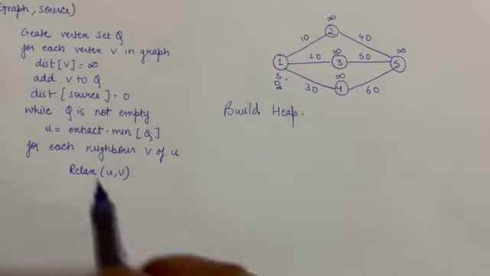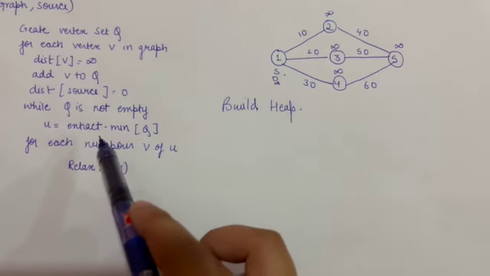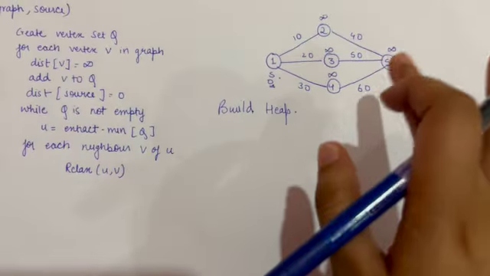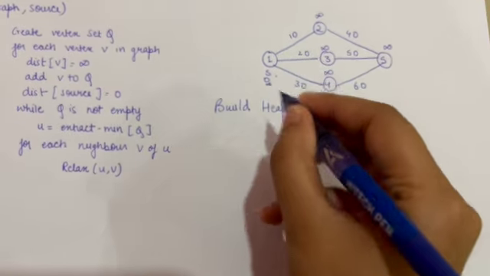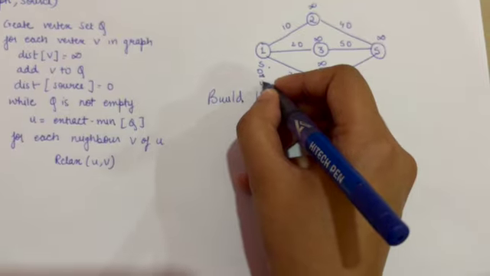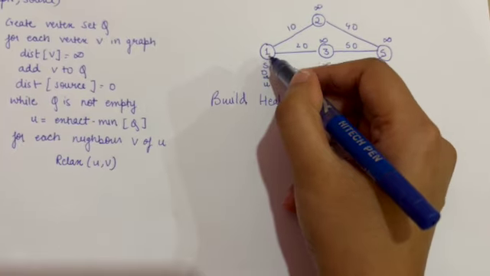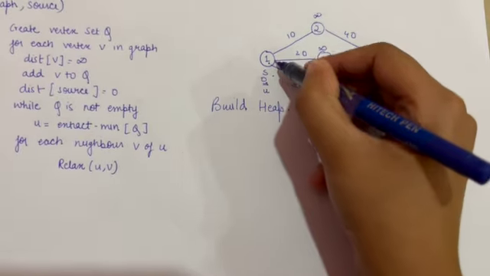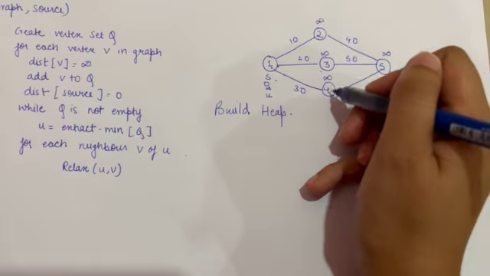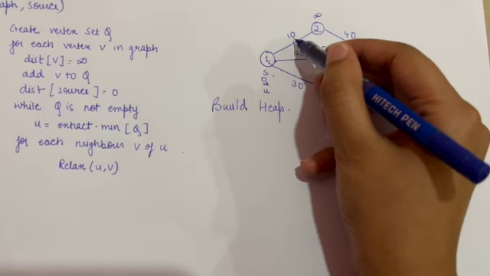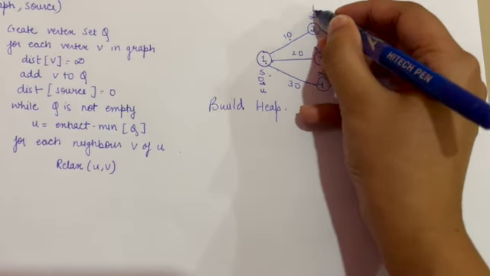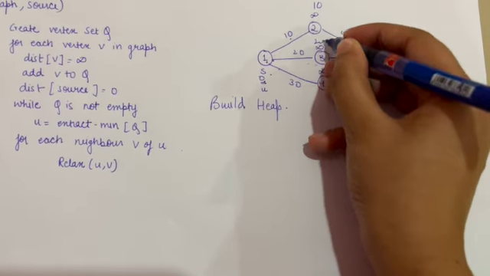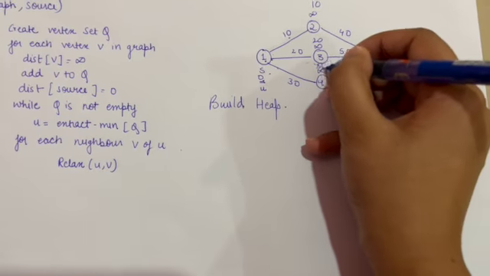So now while Q is not empty, u is equal to extract min Q. So now we are taking a value of u which would be the minimum value in this Q. So this is a Q because it consists of all the vertices. So now this as S we are taking it as the minimum value. So now for each neighbor v of u, relax uv. So now here these are the neighbors of u. So now the distance of this will be 10, and it is lesser than infinite. Yes, it is lesser than infinite. So the value will be 10. Here also it will be 20, and here will be 30.